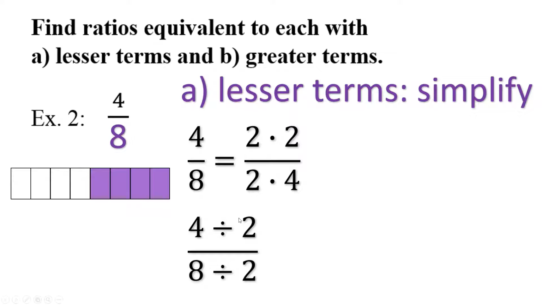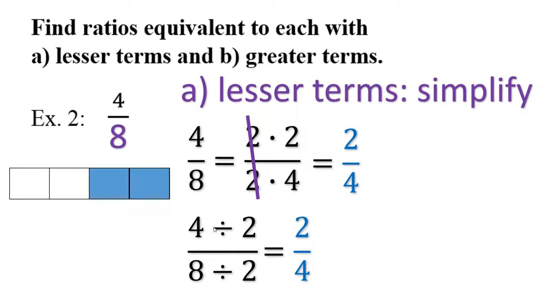So 4 is equal to 2 times 2, and 8 is equal to 2 times 4. So you could cancel out the 2's and you would get 2/4 left over. You could also divide to get lesser terms and you'll get 2/4. So that's one of the examples. The other option, okay, and there's the visual. So when you take away the lines by dividing by 2, so you're taking away how many pieces it was cut into, you make the pieces bigger.